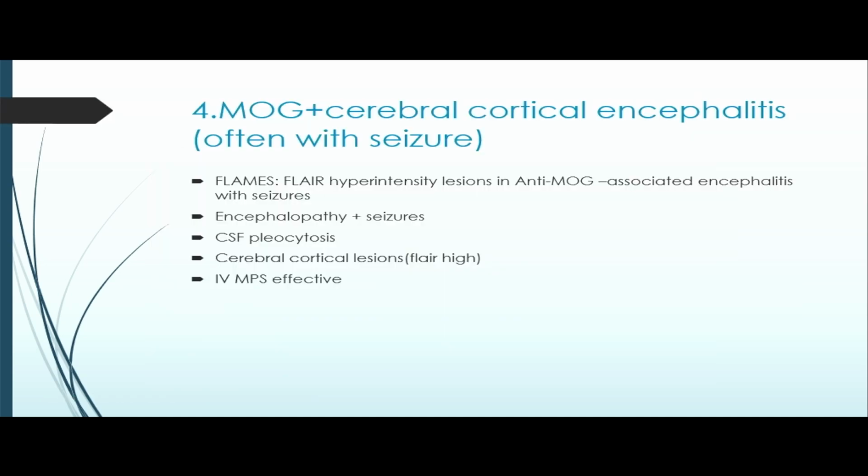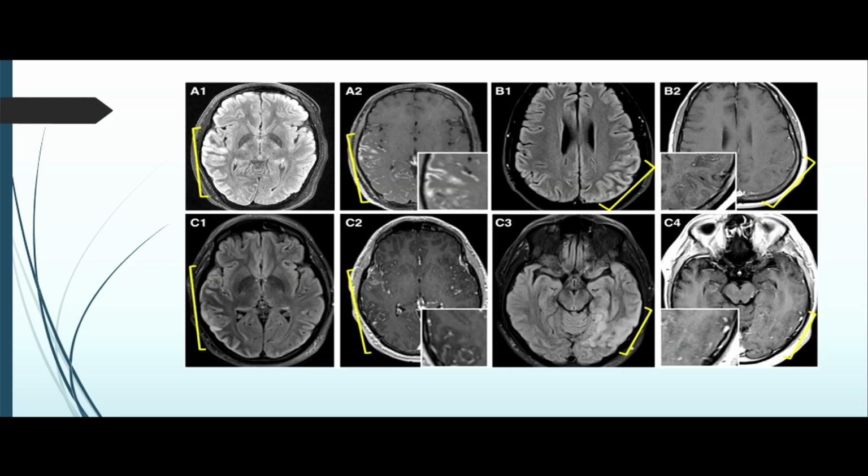The less common presentation is cerebral cortical encephalitis, which presents with seizures and encephalopathy, seizures being the most common. CSF is suggestive of pleocytosis, and MRI will show classical cortical involvement, and IVMP is effective. So this is the image. Sometimes it is quite confusing with acute viral encephalitis. Only cortical involvement is there, gyral edema is there, and contrast enhancement is also there. But it is sometimes difficult to differentiate from viral encephalitis.